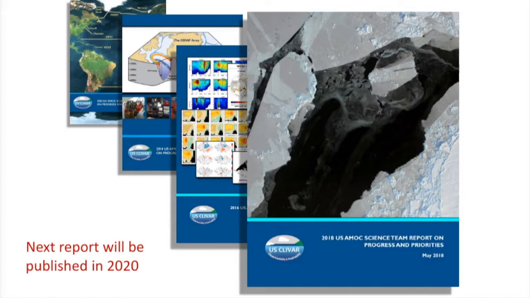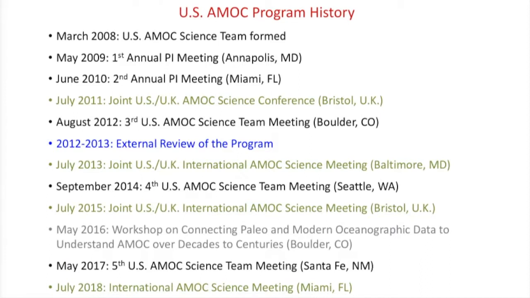So our last report was issued in May 2018. So just one slide summary of our program history. As I indicated, our program, the US AMOC Science Team, was formed in 2008. Since then, pretty much every year, more or less, we have been having annual meetings.